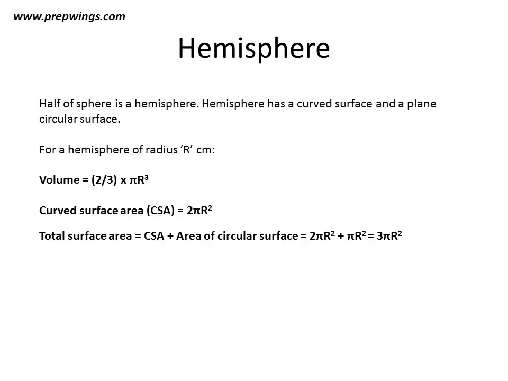Now the total surface area of a hemisphere will be equal to curved surface area plus area of the circular base in a hemisphere. So that will be 2 pi r square plus pi r square, which is equal to 3 pi r square. So this is about all the formulas relating to volume and surface areas of solids.